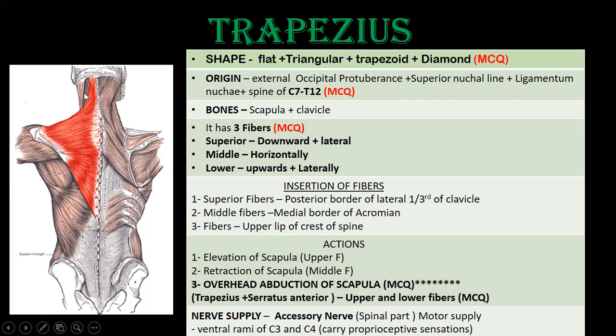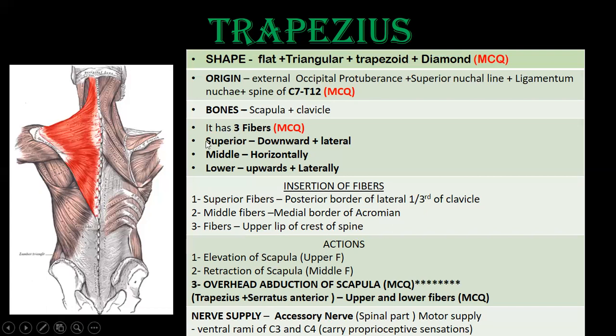Coming to its origin, it originates from the external occipital protuberance, then the superior nuchal line, the ligamentum nuchae, and then the spine of C7, cervical 7, to thoracic 12. In the examination, the most frequently asked question is based on this spine of C7 to T12. So just remember that the origin is from the spine of C7 to T12.